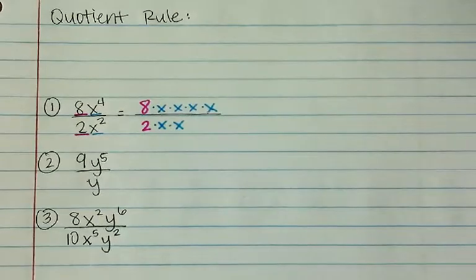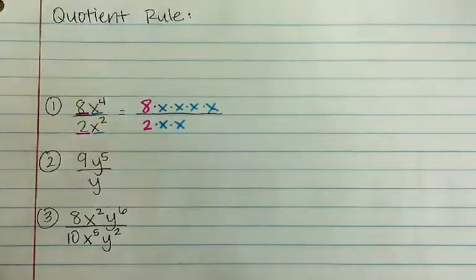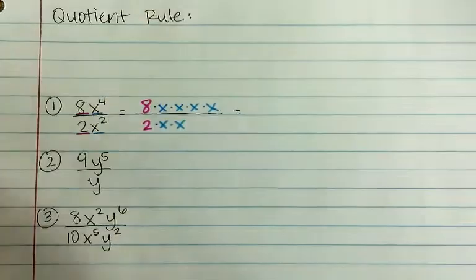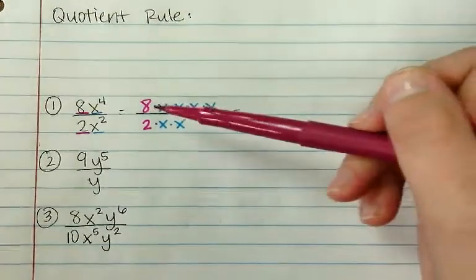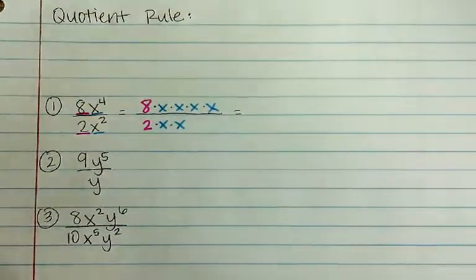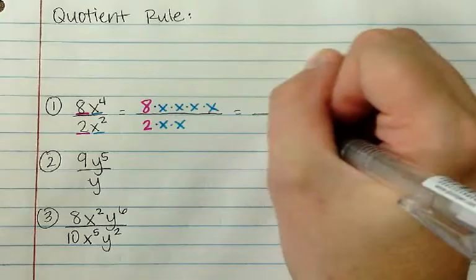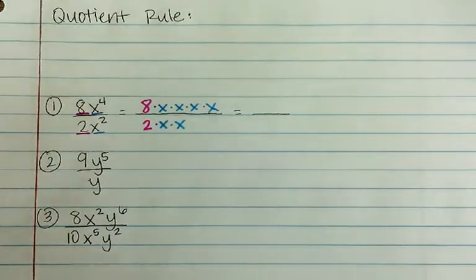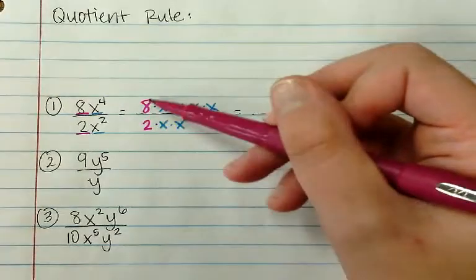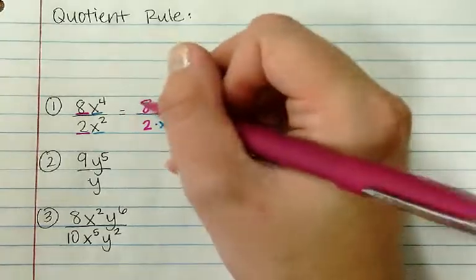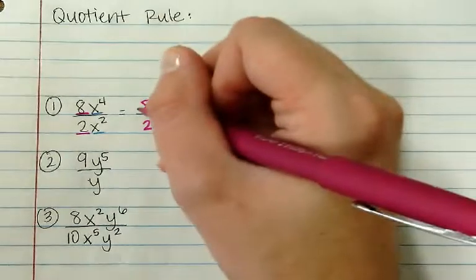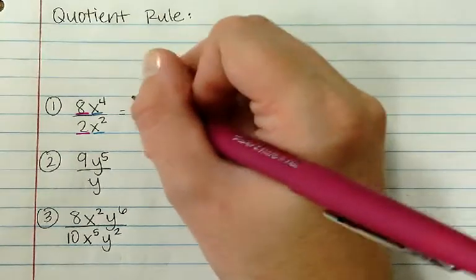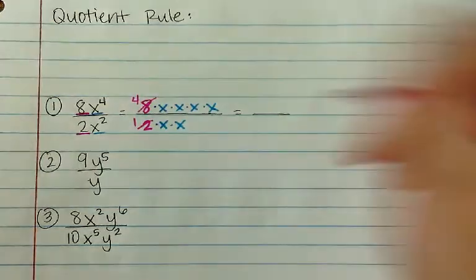Cool. So now we are going to simplify this. Well, guys, how can we simplify 8 divided by 2? How can we simplify that? Yeah, well, they're both divisible by 2. So this would simplify into 4, and that would simplify into 1. Do you guys feel good about that? So we're going to make it 4 over 1, or just 4.